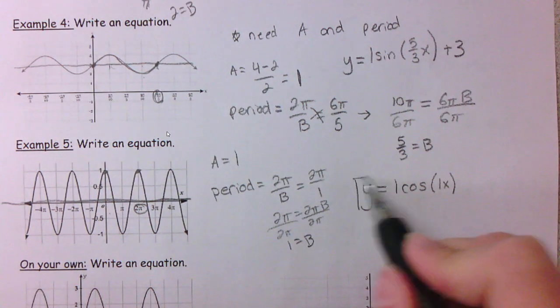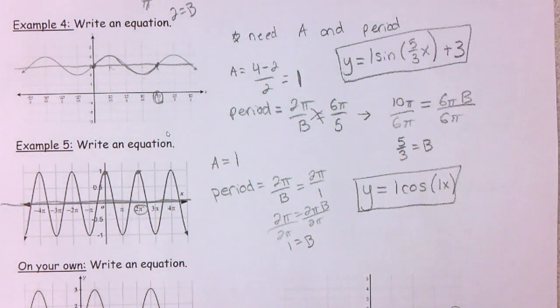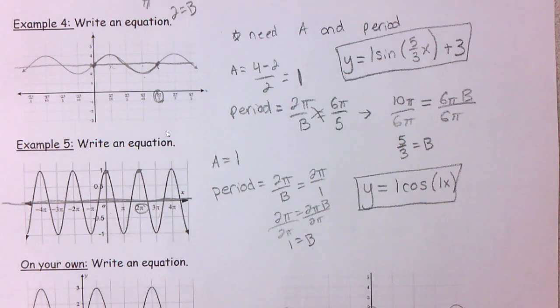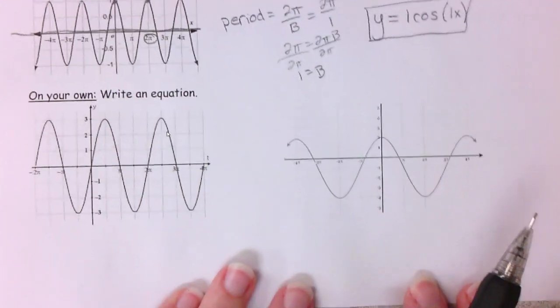Okay, so we should probably circle our answers for these because we got a lot of stuff going on. Okay, so find your amplitude and your period to work backwards to get b, and then just check to see if it shifted up or down at all. Okay, so see if you guys can do these two on your own.